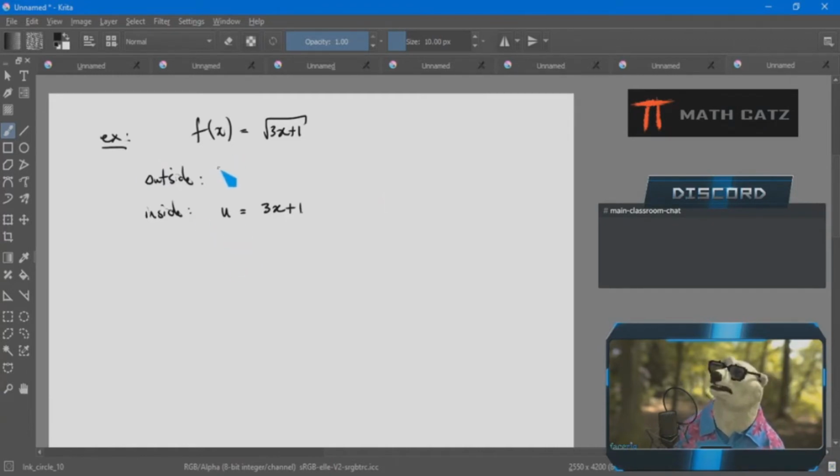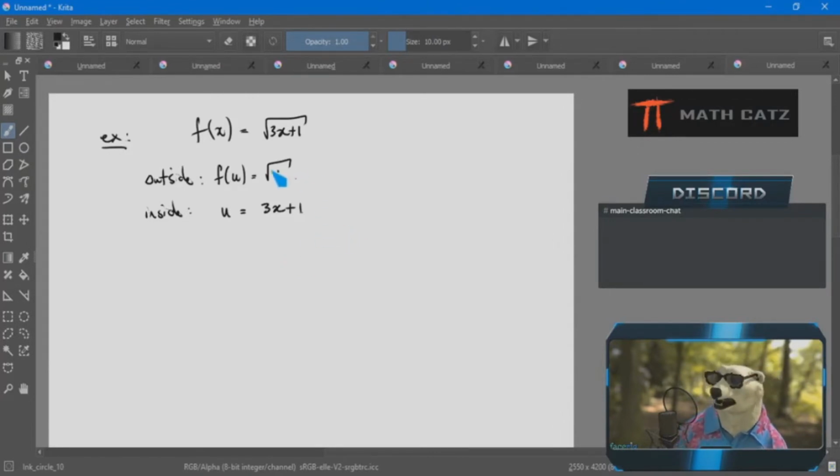Then I'm going to write the outside function as f of u. I'm going to use this u to help me write the outside function. It's not quite the same as what we did here. It's pretty much the same. This way of writing it, in my opinion, is going to help me get the highest chance of success moving forward.